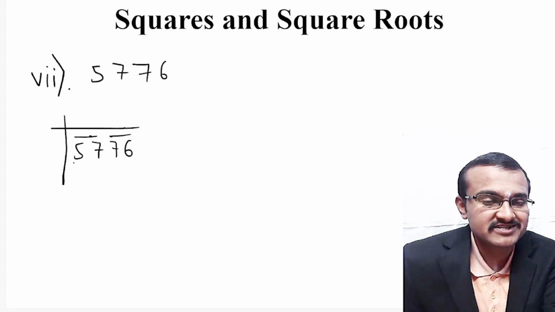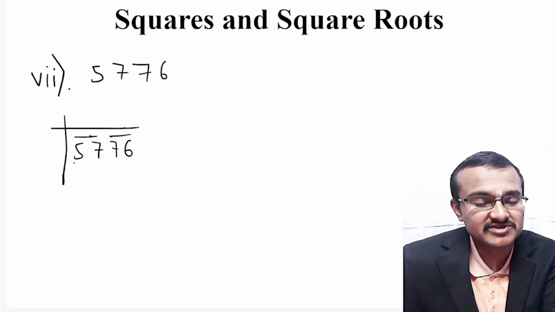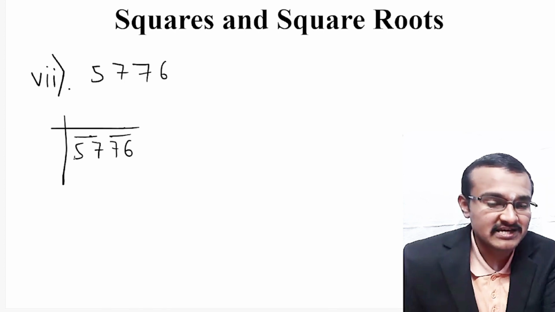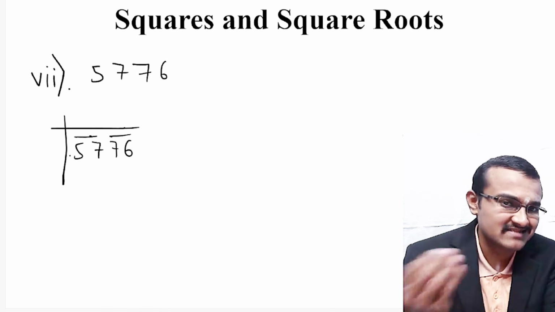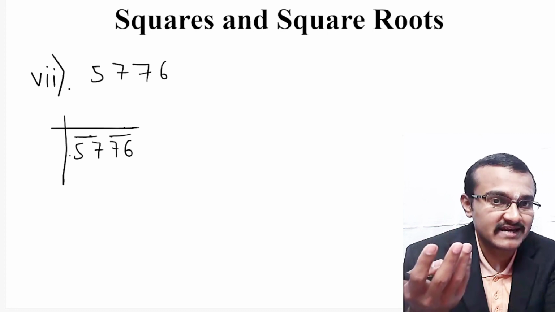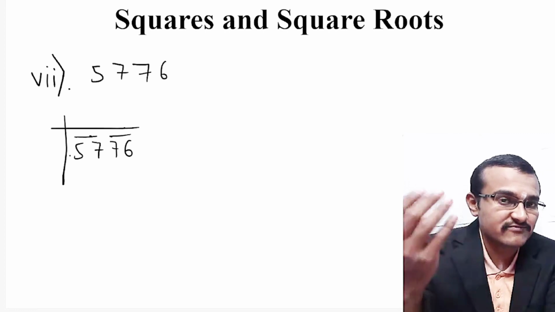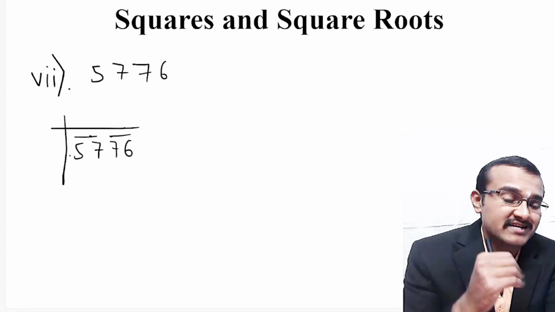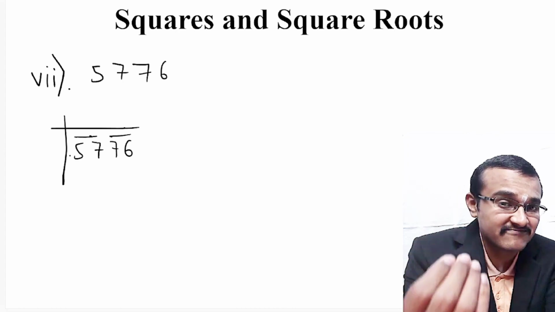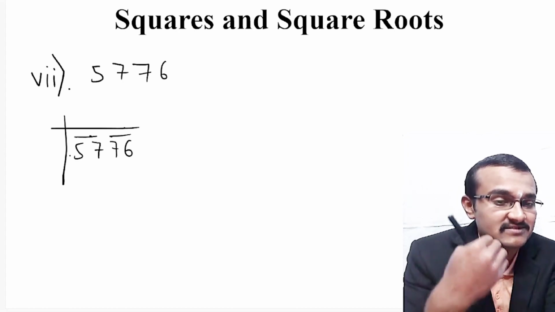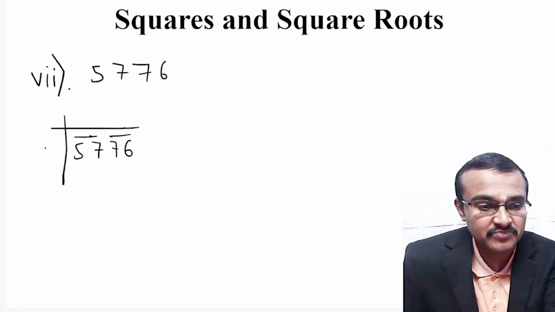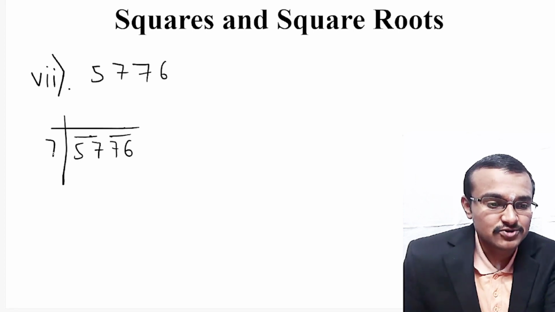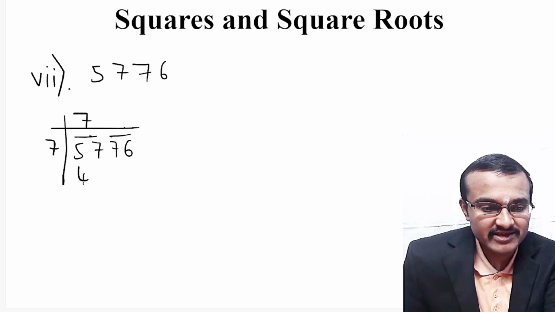Which is the nearest perfect square for 57? 64 is the nearest perfect square, but 64 is more than 57. So less than that is 7 square, that is 49. Although 64 is nearer to 57, it is more than 57. So 49 is less than 57, and it is the nearest perfect square which is less than 57. The square root of 49 is 7. So 7 into 7 will be 49. When you subtract 49 from 57, you will get 8.